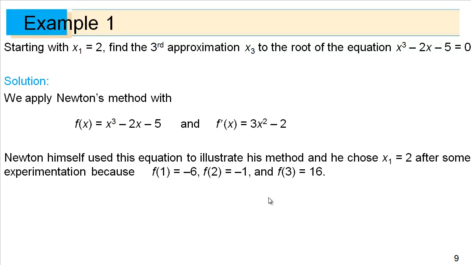So upon investigation, we can see that 2 is a pretty good guess. In fact, if you plug 2 into the original function, f of 2 is going to be 8 minus 4 minus 5, which is negative 1. That's pretty close to 0. So 2 is a pretty decent guess, right?